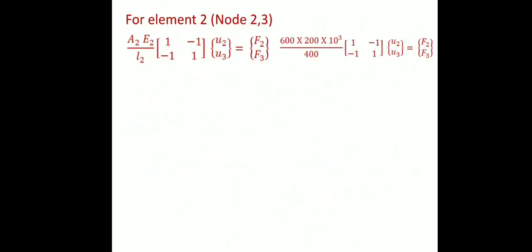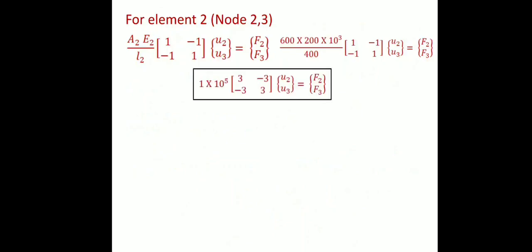For element 2, that is between node 2 and 3, the same equation can be written, and substituting the values, that will be 600 into 200 into 10 raised to 3 divided by 400 into matrix [1 -1; -1 1] and matrix [U2 U3] is equal to [F2 F3], and the final value will be 1 into 10 raised to 5 matrix [3 -3; -3 3] into [U2 U3] is equal to matrix [F2 F3].